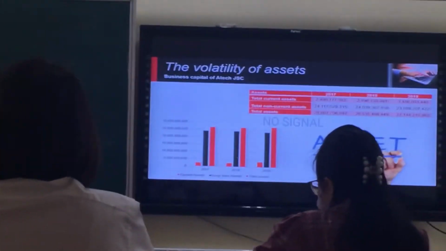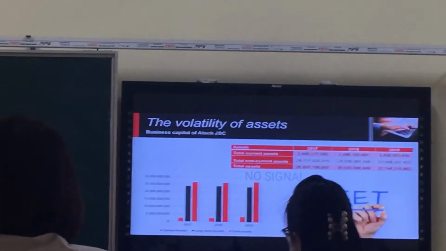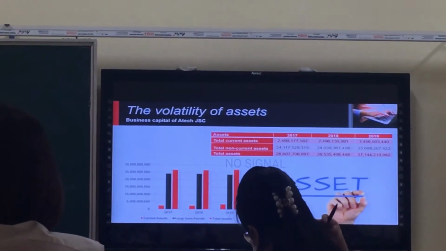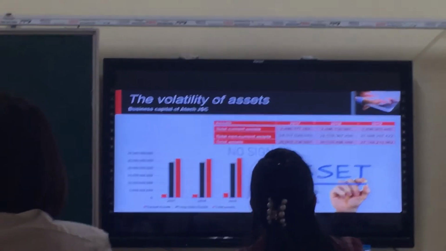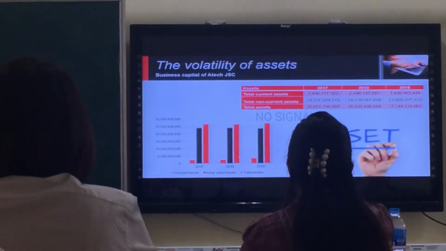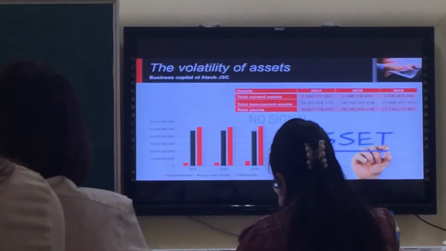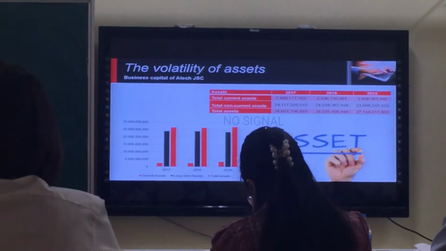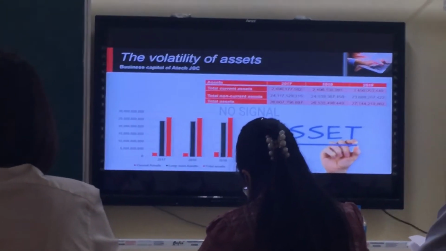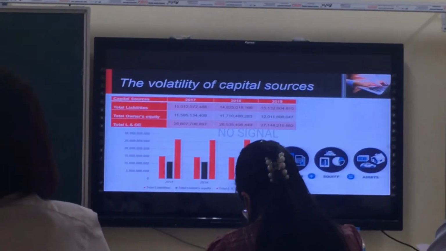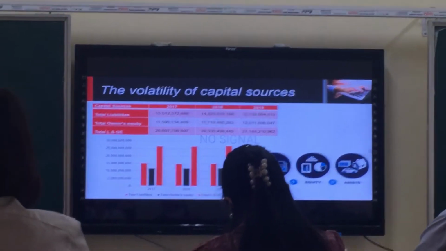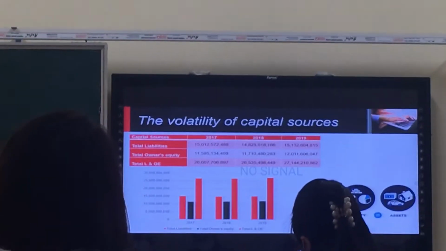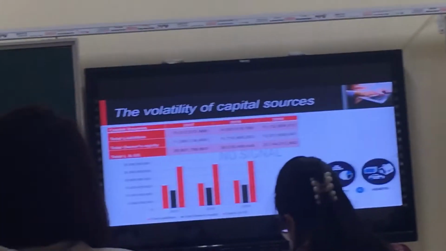As you can see on the screen, this is the total assets of our company. And from 2017 to 2019, it tends to increase. So it means that our company invests more in machines and equipment for production. That's why it's really good news for our company. And for the capital sources, this shows that our company attracts more investors. So the owner equity increased from 2017 to 2019.